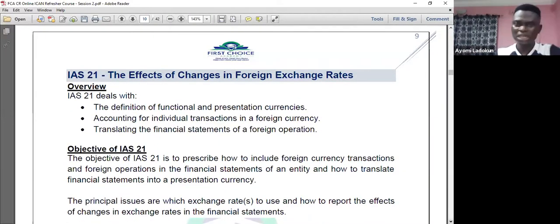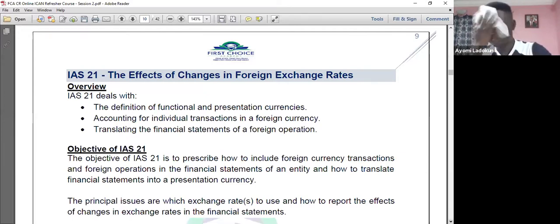So we have this to deal with: IAS 21, the effect of foreign exchange rates. If you have a question on agriculture, even IAS 41 that we've just done, please ask. Let's deal with this standard. I think we have about 40 minutes, let's see whether we can finish up. I'll be so glad if we can finish IAS 21, and the next time we are starting with leases.